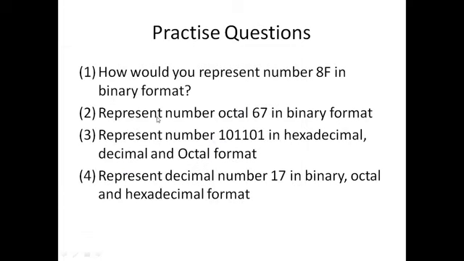Similarly, represent the octal number 67 in binary format. How are we going to do it? 7 means 3 binary bits corresponding to it, and 6 means 3 more binary bits, and like that you convert into binary format. Now one more question: represent the number 101101 in hexadecimal, decimal and octal format. And the fourth question: represent the decimal number 17 in binary, octal and hexadecimal format. Just practice these questions so you get hands-on experience and a grip on the number systems used in the C language.